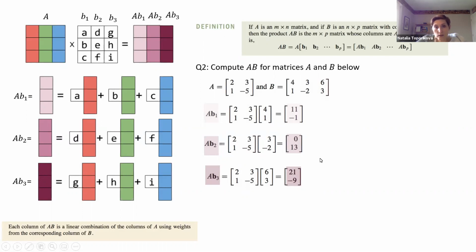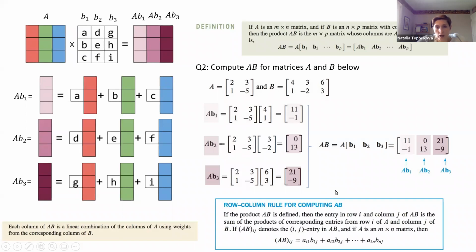Okay, so we're done with our columns. All we need to do now is put them together, one after another. First AB1, second AB2, and third AB3. Okay, we're done. That's the matrix. That's the product. Although this is a pretty straightforward calculation, sometimes it takes too much time.